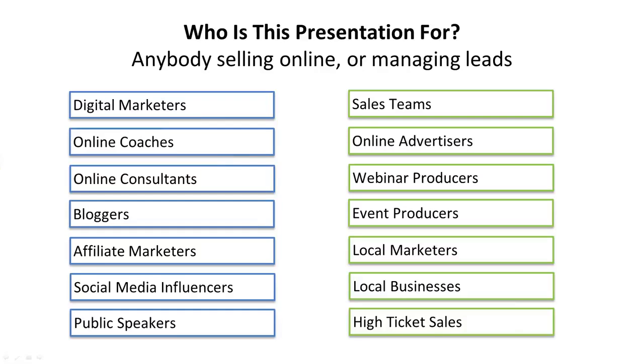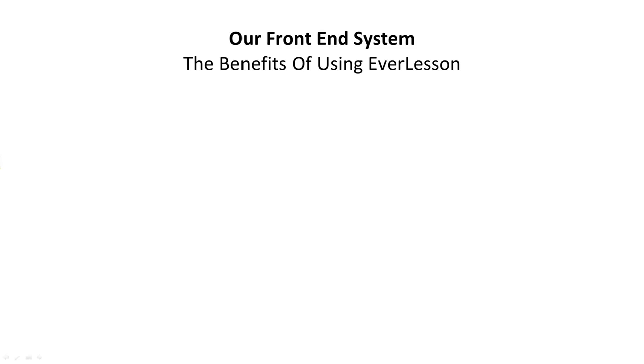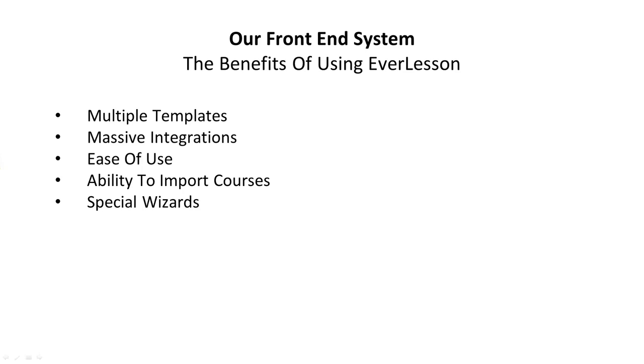Now, we're going to start out with the first core module, and that is Everlesson. This is our membership platform. Now, Everlesson is so much more than just a membership platform. It's actually an e-learning content management system. Now, remember, Everlesson is taking place on the front end. Now, the benefits of using Everlesson, we have multiple templates, massive integrations, ease of use. You're actually able to import your courses with a CSV file. We have special wizards that walk you through step by step.